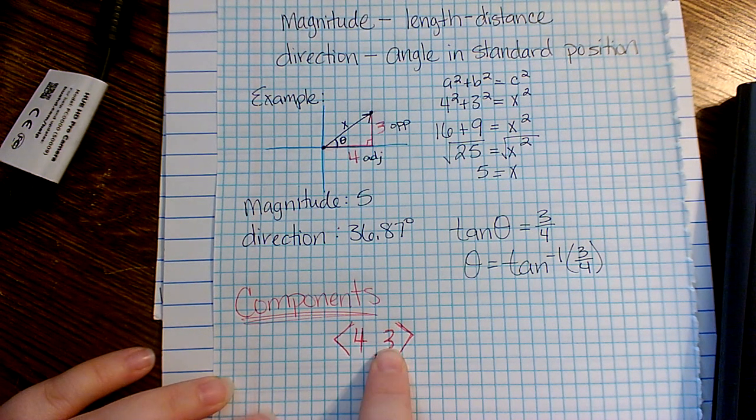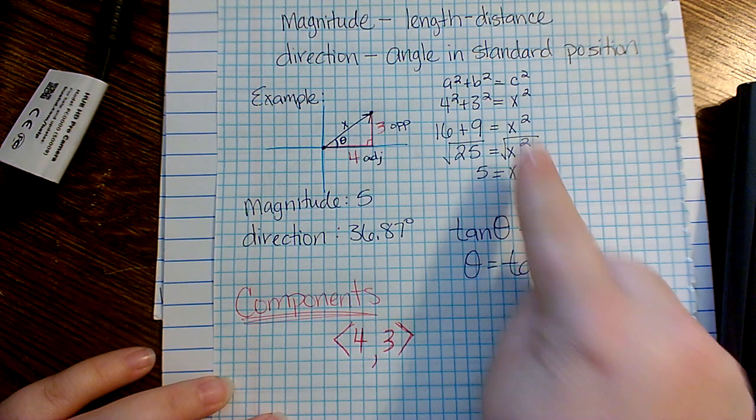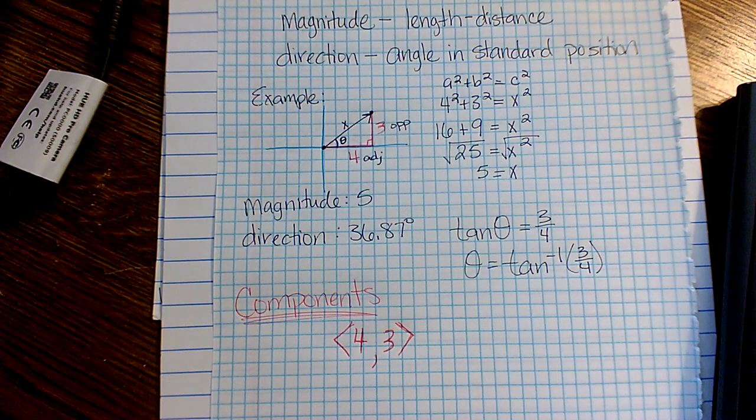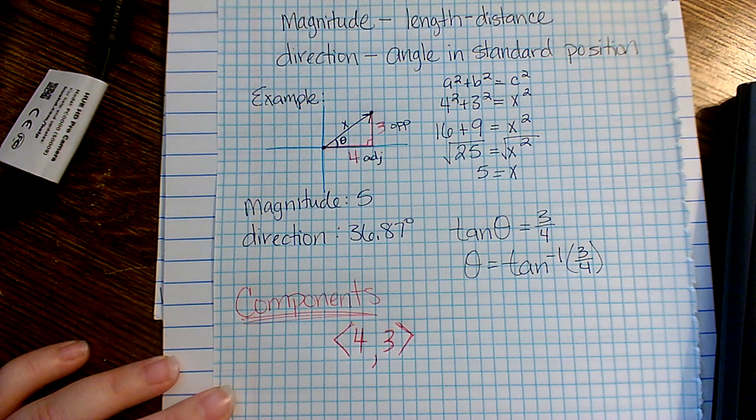If you're given these components, then you can find the magnitude and direction by using the Pythagorean theorem and right triangle trig. That's how to convert from component form into magnitude and direction form.